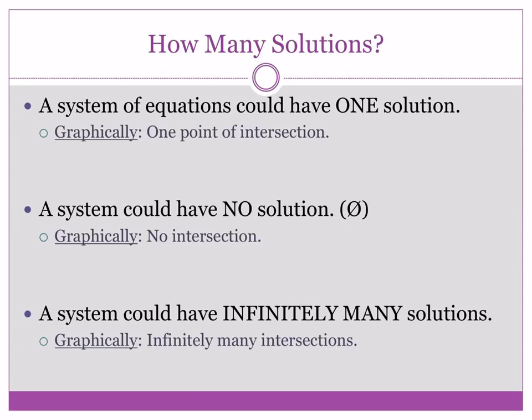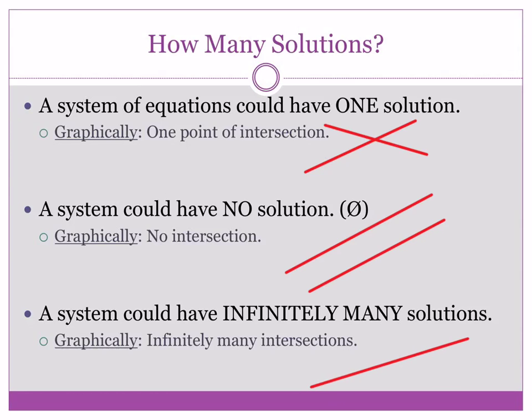So what would that look like if it had no solutions? That would be my parallel lines, okay? So this is what I have going on here, okay? The first one, they intersect. A system could have infinitely many solutions. They would be the same line. You guys remember this stuff. Fabulous. Yep, same line.